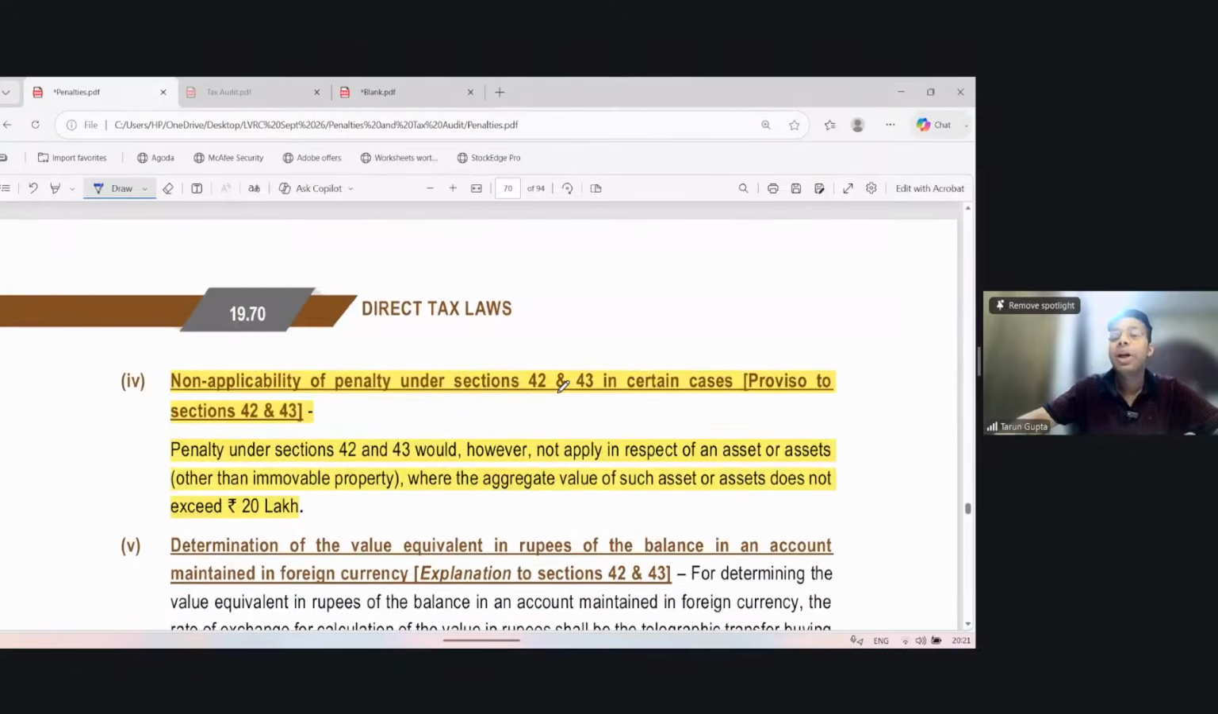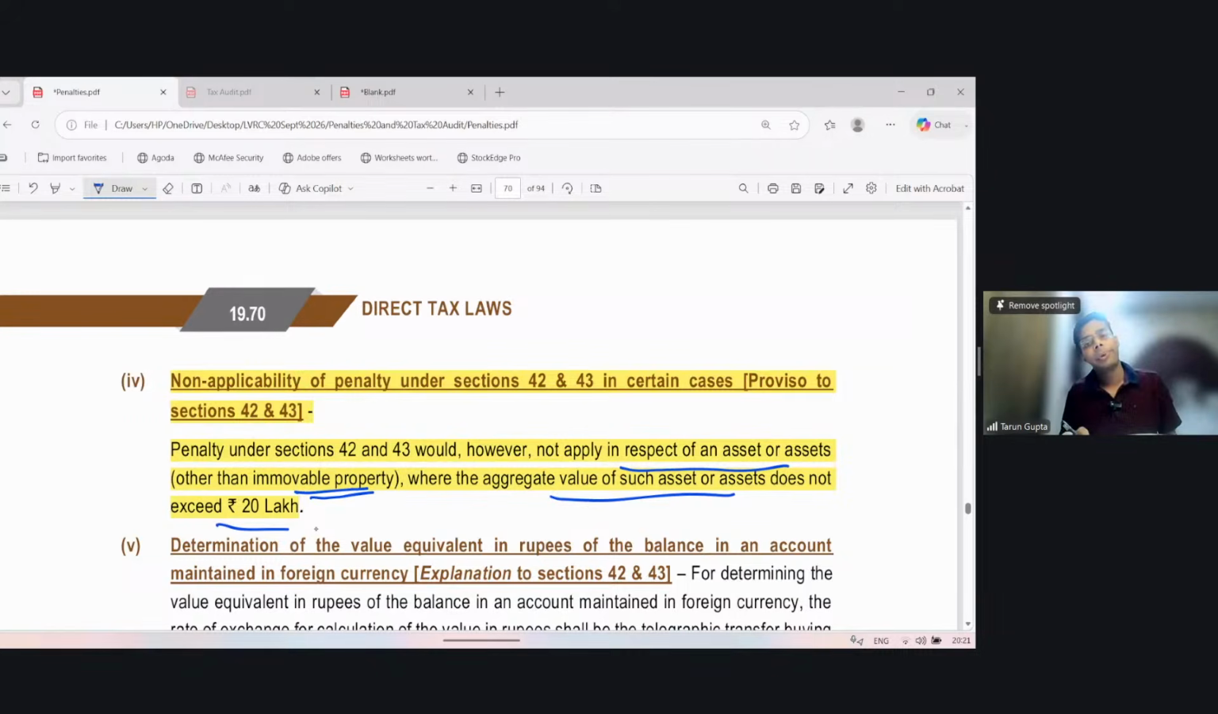However, this 10 lakh penalty shall not be levied when there is an asset other than immovable property and the aggregate value of such asset does not exceed 20 lakh. If you have not disclosed the foreign asset in your return of income filed under section 139, or you have not filed the return of income in respect of foreign asset, then the penalty of 10 lakh shall not be levied if such foreign asset is not in the form of immovable property and the aggregate value of all such assets is up to 20 lakh.